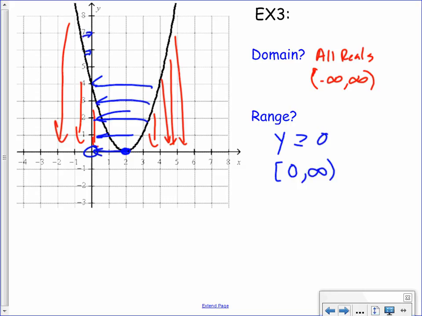Infinity, because it goes up. Adrian, think about it this way. If this is y, then you're going from 0 to infinity this way. So that's how you write the bracket, from 0 to infinity, if this was the y-axis. So when you write it as interval notation, think of a number line, and that's how you know what order to put things in.